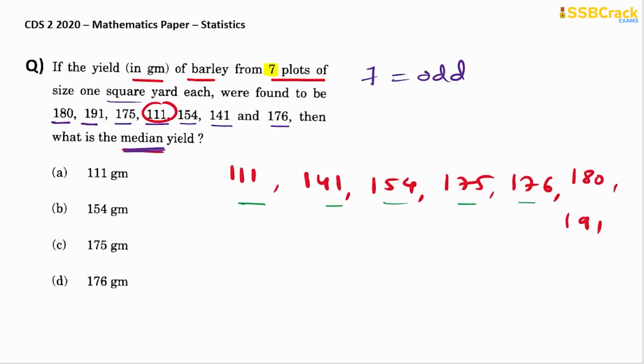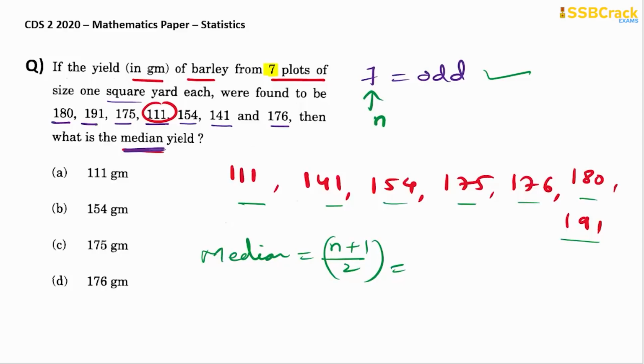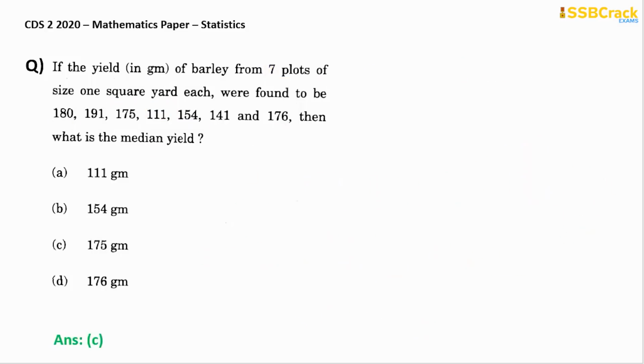So median, you know, is the middle observation, and whenever there is odd data, you know the median formula, right? Median will be which observation? It will be (n plus 1) by 2th observation, where the value of n is this 7, right? So (7 plus 1) by 2th observation, what is that? 4th observation. And what is the 4th observation? You could see it is 175. So median has to be 175 grams, and hence the answer for this particular question is option number C.